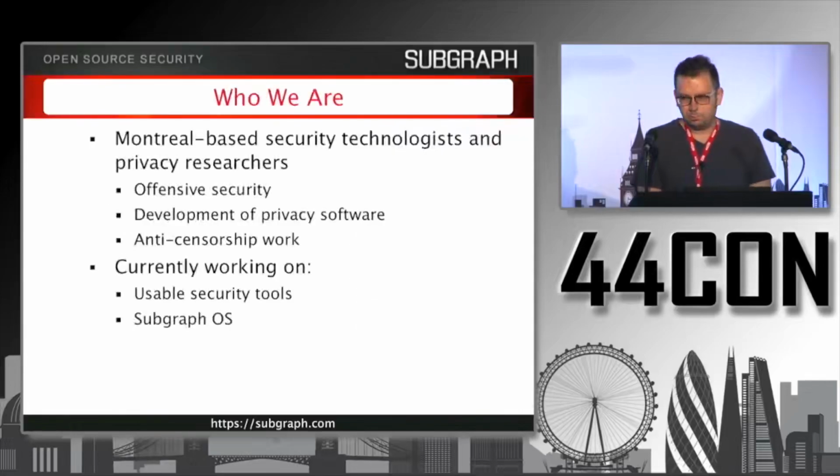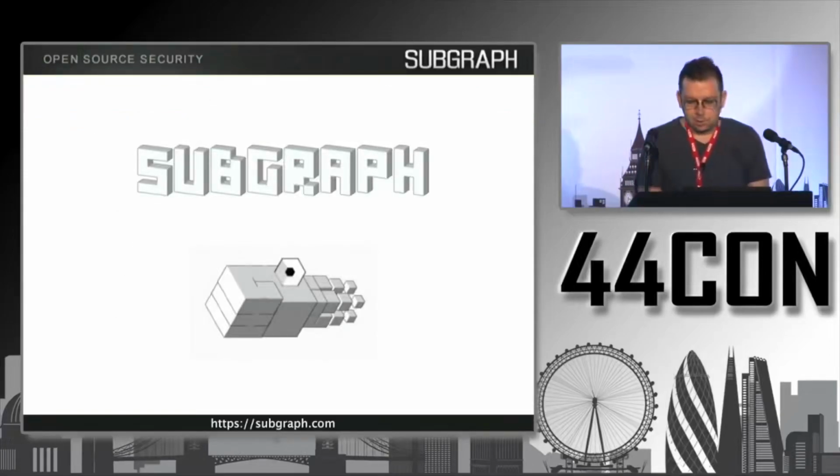So we are a group of kind of old school security people. We come from security focus, core, if you guys remember Core Impact. So we have a lot of background in offensive security and in the vulnerability research and exploit world. We're currently working on usable security tools. We're working on defensive technology, and we have an open source project called Subgraph OS, which some of you might be aware of, that we released an early version of last year. So I'm talking about that.